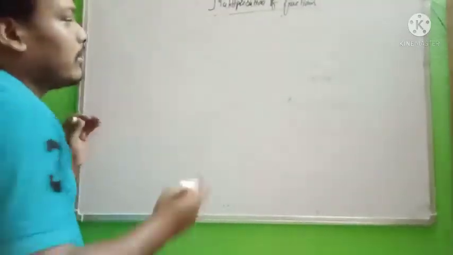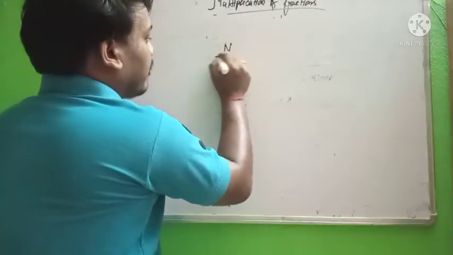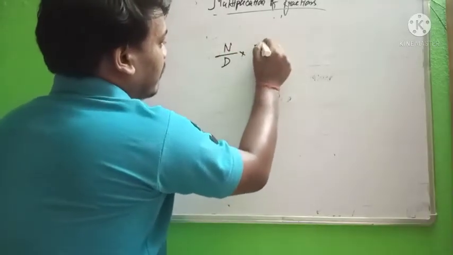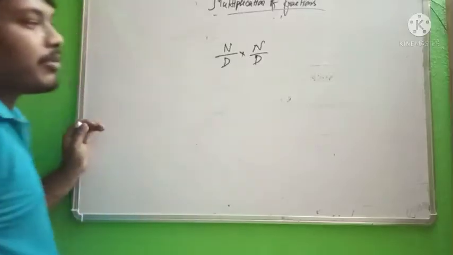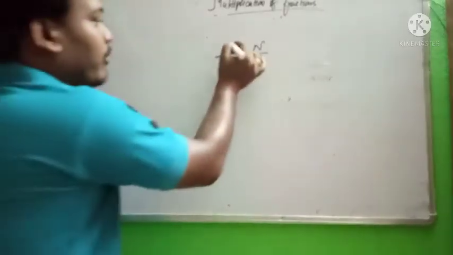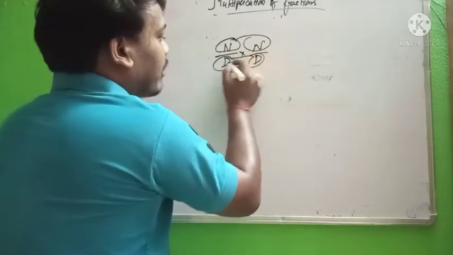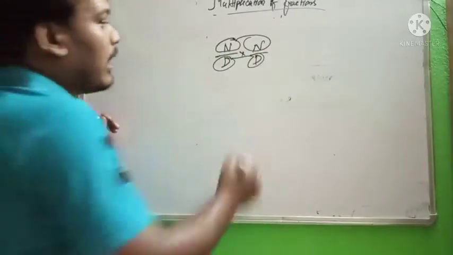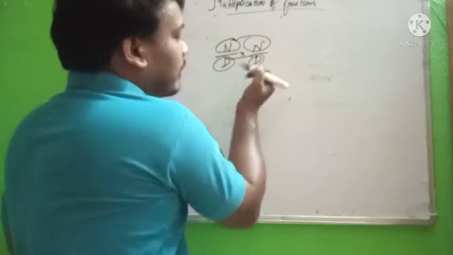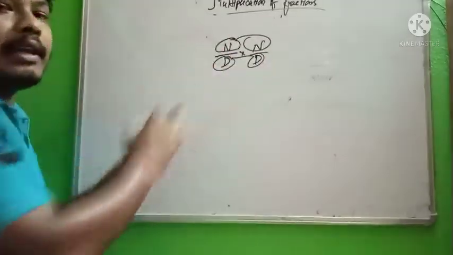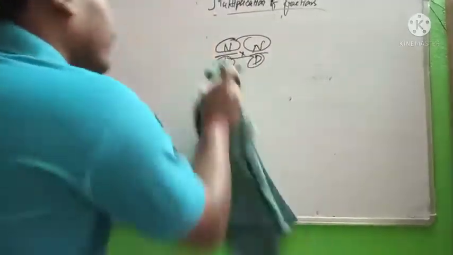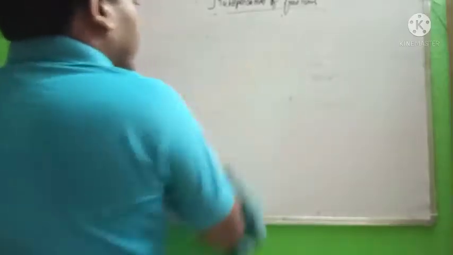So what is the rule? The rule is numerator by denominator into numerator by denominator. These types of fractions we will multiply. We multiply numerator with numerator and denominator with denominator. We cannot multiply numerator and denominator. And we can cut any numerator with any denominator. If I give one example, then I think it will be easier.